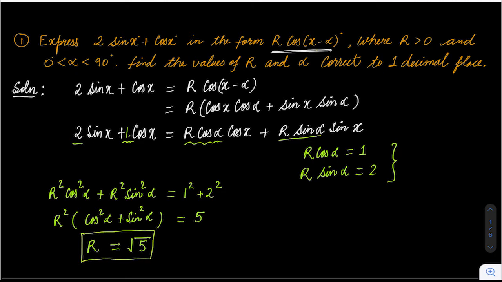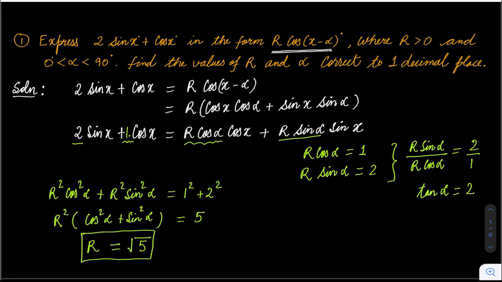So this is how I can find the value of R. Next is alpha. Now I know R sine alpha and R cos alpha. If I simply divide them, R sine alpha divided by R cos alpha, you can also divide R cos alpha by R sine alpha, you will get cot alpha, same thing. So this will be equal to 2 divided by 1. From this I am getting my tan alpha value as 2.